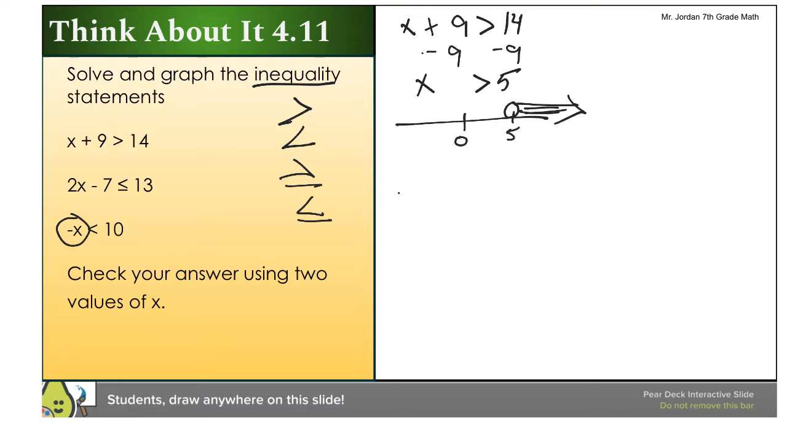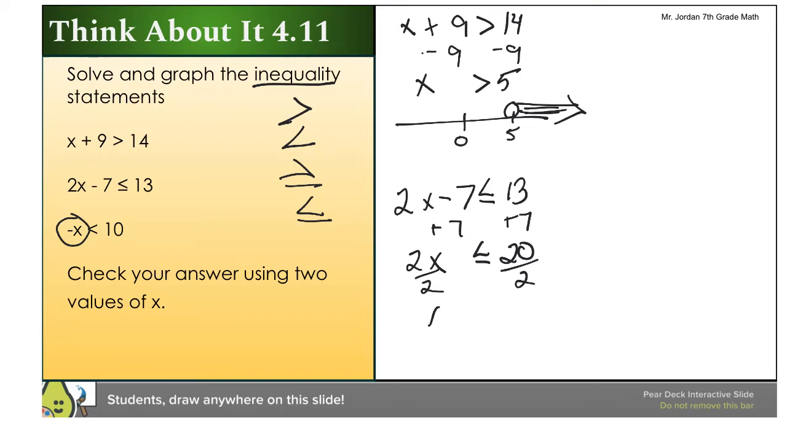So the second question, 2x minus 7 is less than or equal to 13. So I'm going to add 7 and add 7. So I have 2x is less than or equal to 20. I'm going to divide both sides by 2. So x is less than or equal to 10.